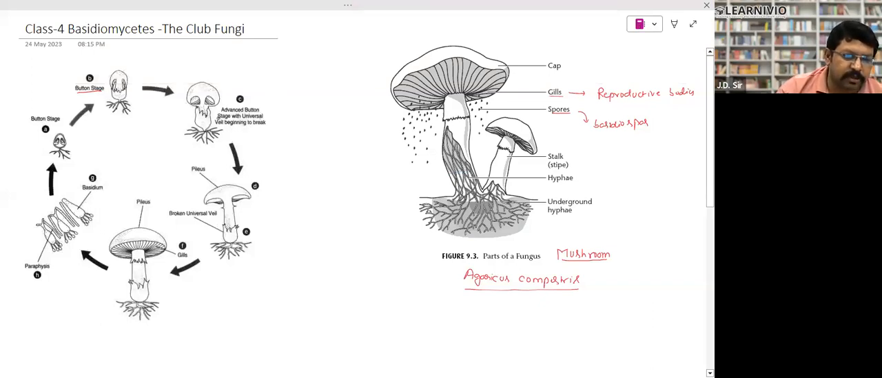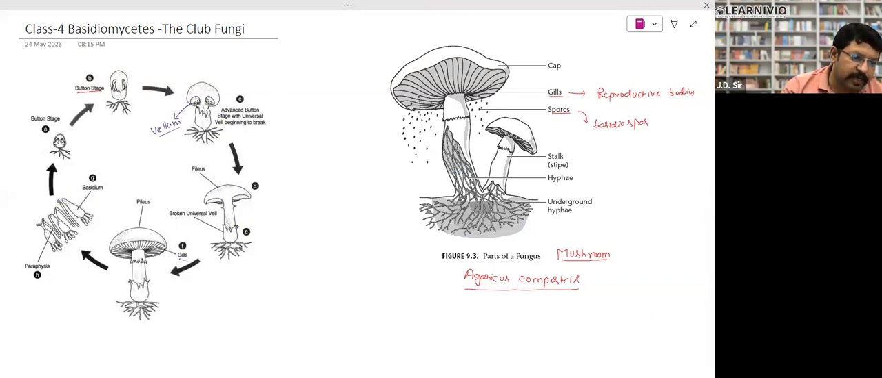So at the advancement, what happened? This membrane ruptures, and this membrane is known as the veil or velum. This is known as the velum, V E L U M. When this velum ruptures, it becomes like this, right? And the ruptured part remains over here. And this is the mushroom.